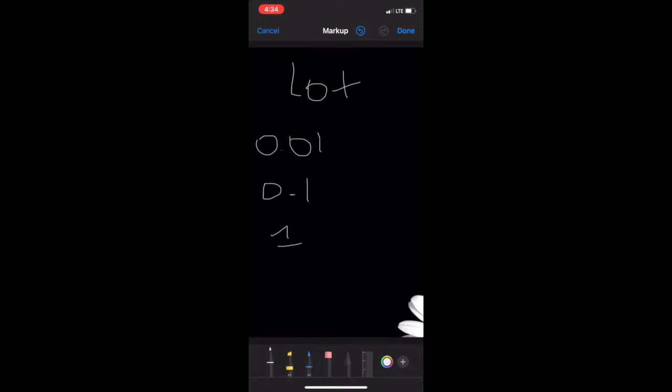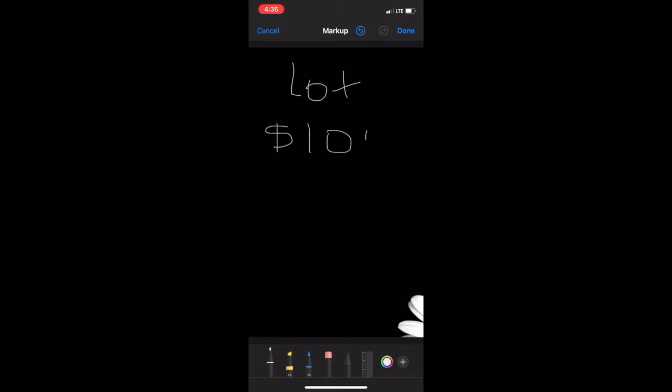So 0.01 is really small. That means you're risking really small, and that's called a micro lot size. Now 0.1 is a mini lot size, and 1 is a standard. Sorry, I wrote macro, but it's a standard lot size. So essentially, this is how much you could potentially be risking in the market.